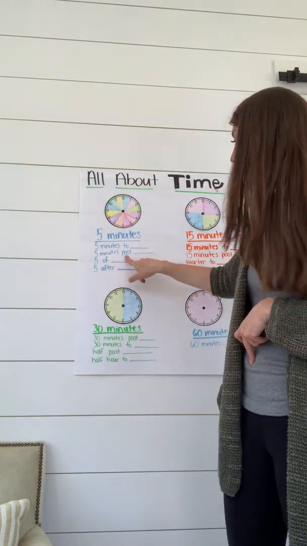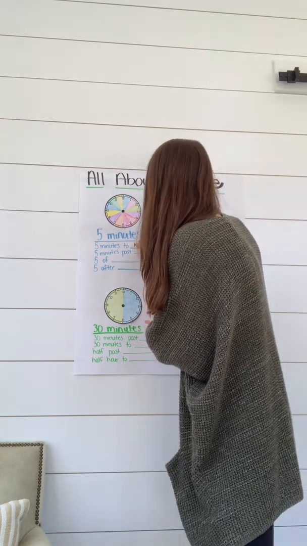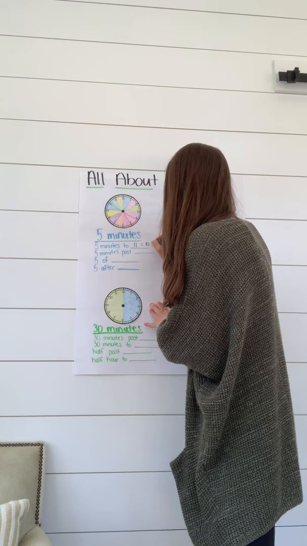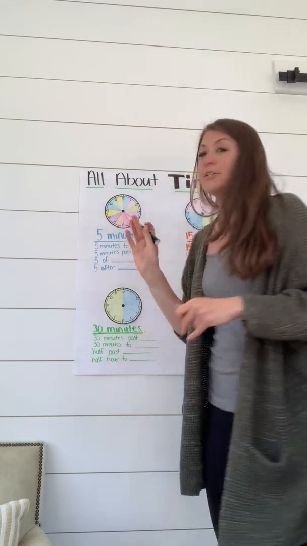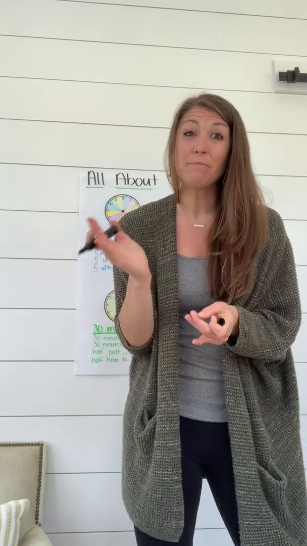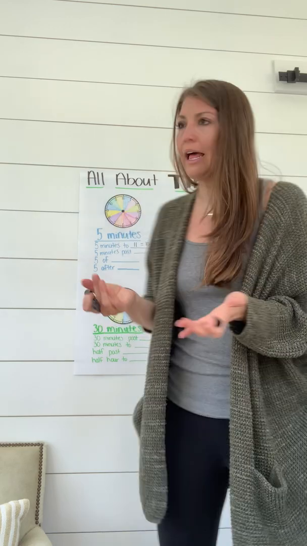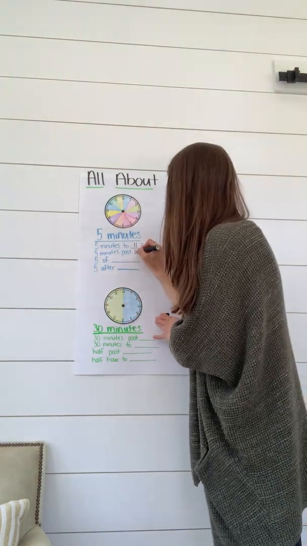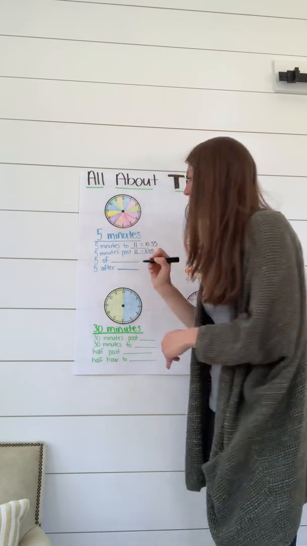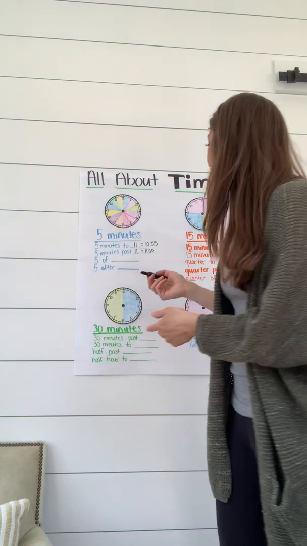5 minutes past 11. Let me write that first one down. 5 minutes to 11 equals 10:55. So 5 minutes past 11 really just means after 11. 5 minutes have passed since it turned 11. So 5 minutes past 11 would be 11:05.